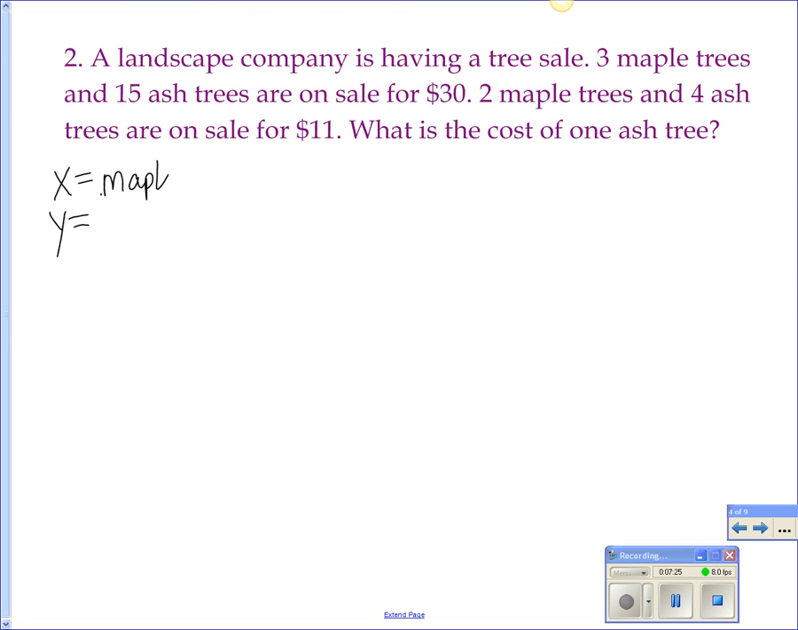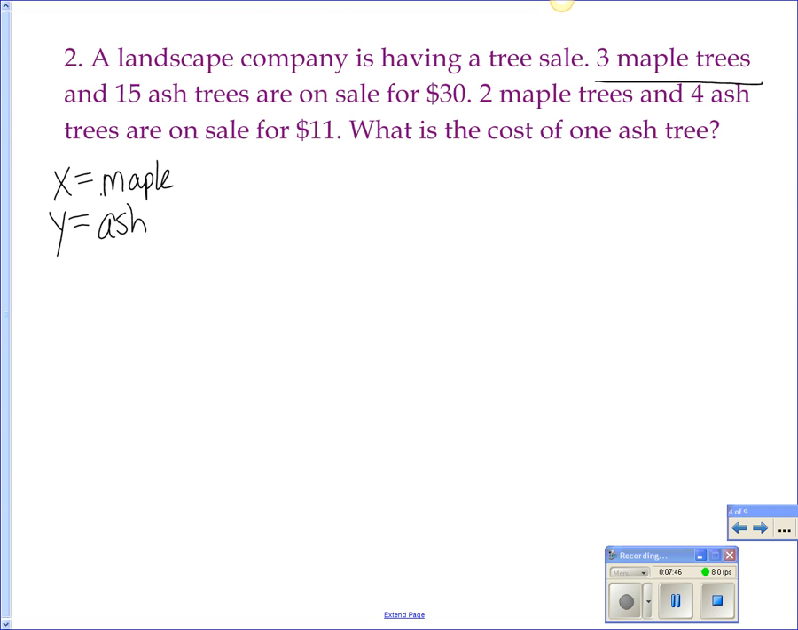Maple and ash. Remember, guys, if I write it down, you should write it down. So X is maple, Y is ash. It doesn't matter. I just always go in the order they go. So they said maple first, so I make that X, but it doesn't matter. Okay? All right. Ethan H., help me make this an equation.